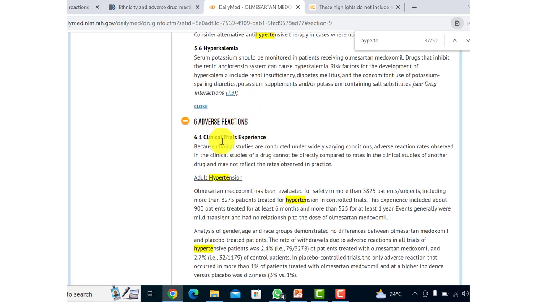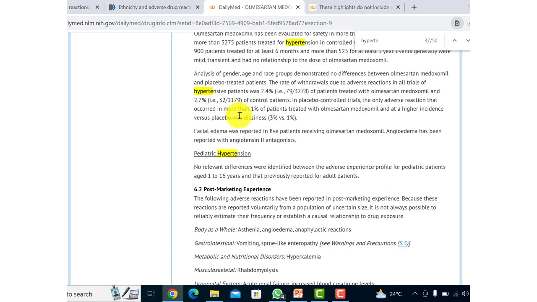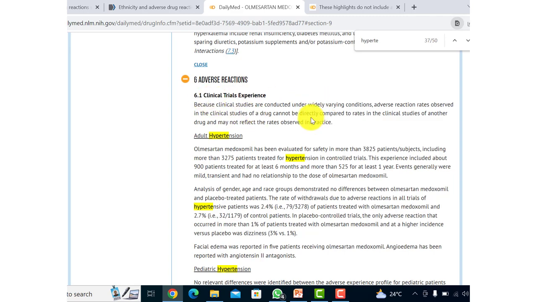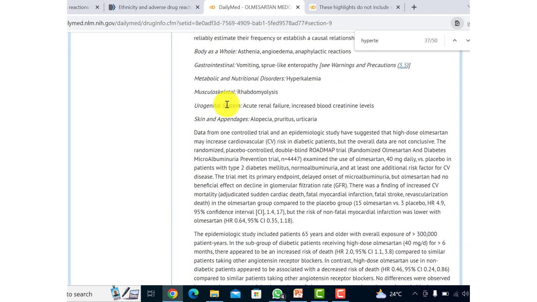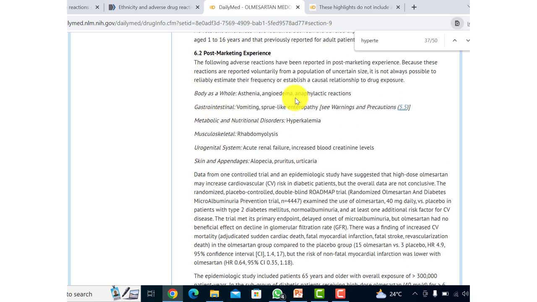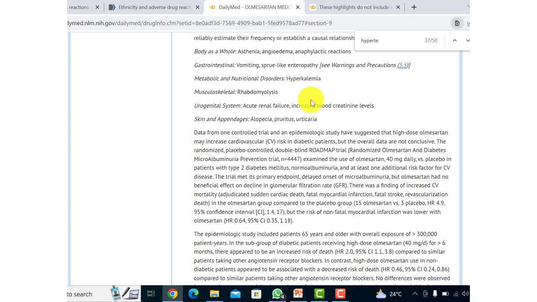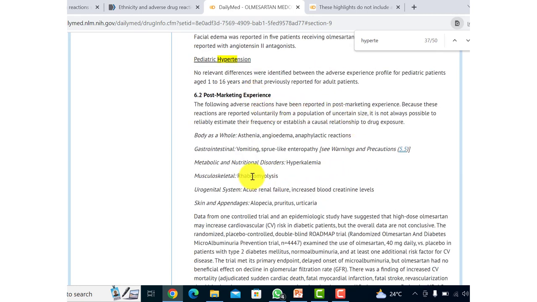Clinical trial experience: you can see adult hypertension, then pediatric hypertension, then post marketing experience. These are based on clinical trial data, and this is post marketing. You can see body as a whole, asthenia, angioedema, then vomiting, gastrointestinal related, then metabolic and nutritional disorders, hyperkalemia, then musculoskeletal rhabdomyolysis, urogenital system. This is data from controlled studies. These are generally the adverse reactions. If your patient has rhabdomyolysis, then it will become listed. But if rhabdomyolysis was caused and the patient died due to that, it will become unlisted because nothing has been mentioned here about fatality.